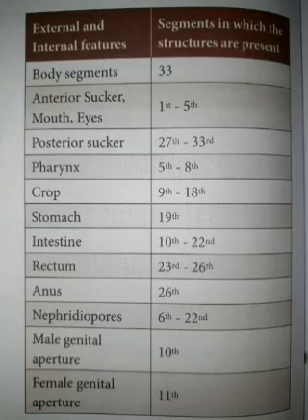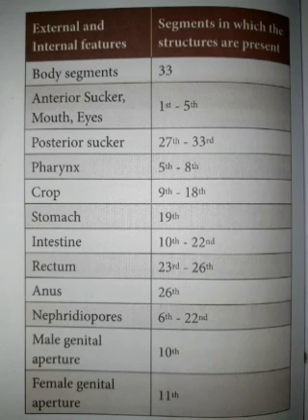We studied that there are totally 33 segments in leech. This tabular column shows the external and the internal features and the segments in which the structures are present. First, totally there are 33 body segments. Anterior sucker, mouth, eyes are located from the first segment to the fifth segment. Next, the posterior sucker is from the 27th to the 33rd segment.